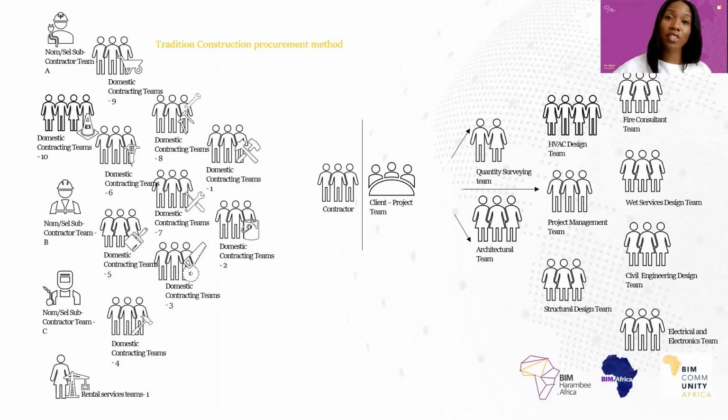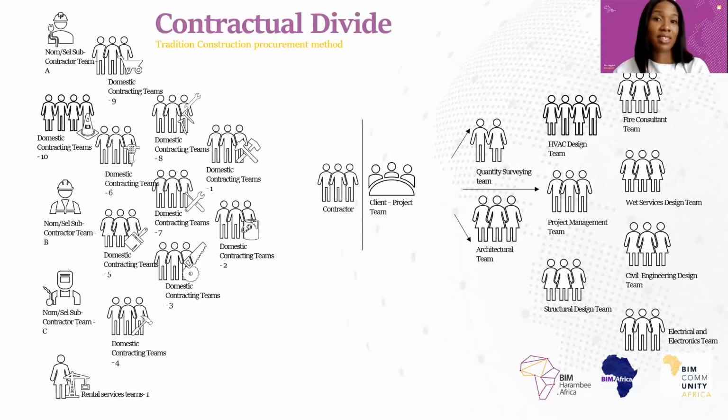And on the other hand, you have the executing team of the design. So the execution of the design is on the one side, while the design team is on the other side. And what this creates is an adversarial environment. So you have the people that are responsible for the design on the client side.